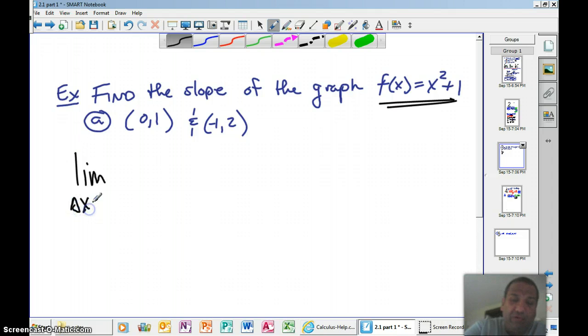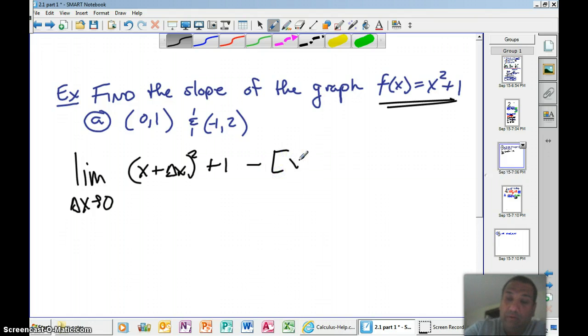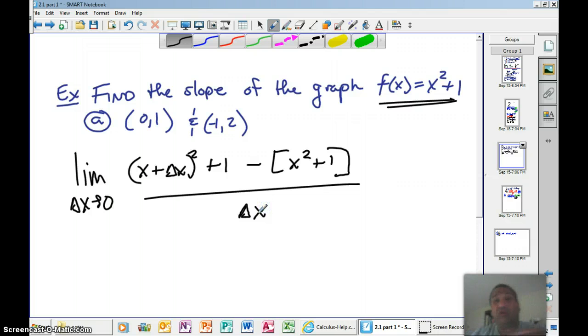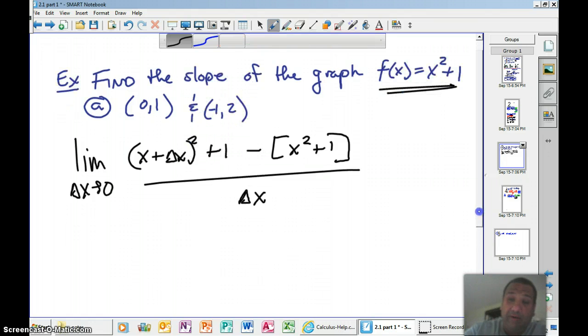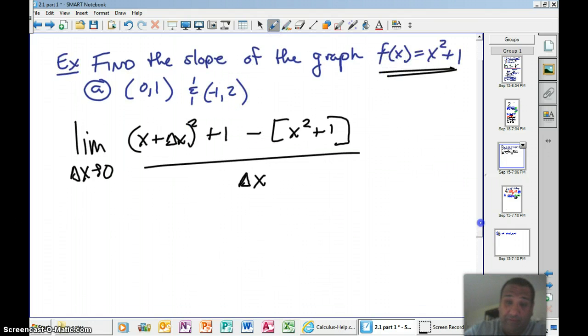The limit as delta x approaches 0 of the function. So it's going to be x plus delta x quantity squared plus 1. That's the f of x plus delta x minus the original. And I know you say, well, why is he using the grouping symbols? Can't I just do that? Yes. If you can just change the signs immediately, you're done. All right? So you can do it quickly. I'm doing it for all levels here, for the people that are seeing this for the first time and people that are pros.